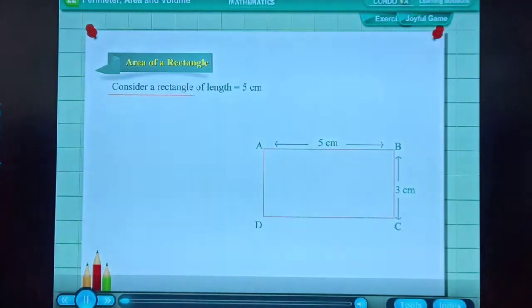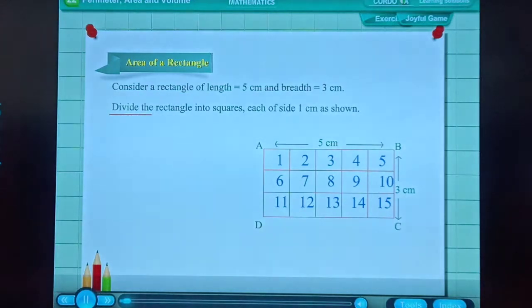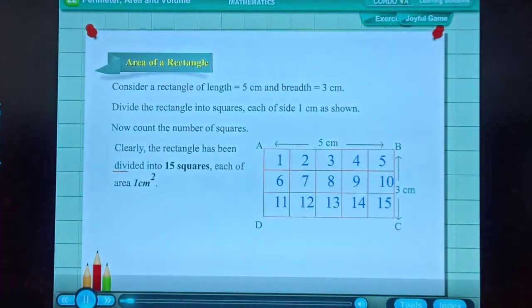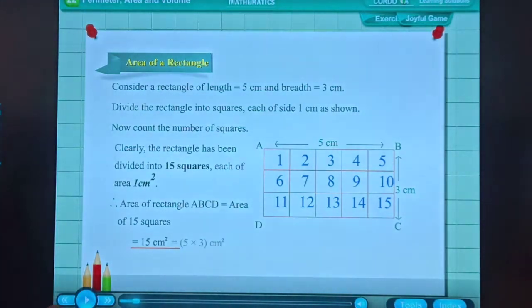Area of a rectangle. Consider a rectangle of length 5 cm and breadth 3 cm. Divide the rectangle into squares, each of side 1 cm as shown. Now count the number of squares. Clearly, the rectangle has been divided into 15 squares, each of area 1 square centimeter. Therefore, area of rectangle ABCD is equal to area of 15 squares, equal to 15 square centimeter.